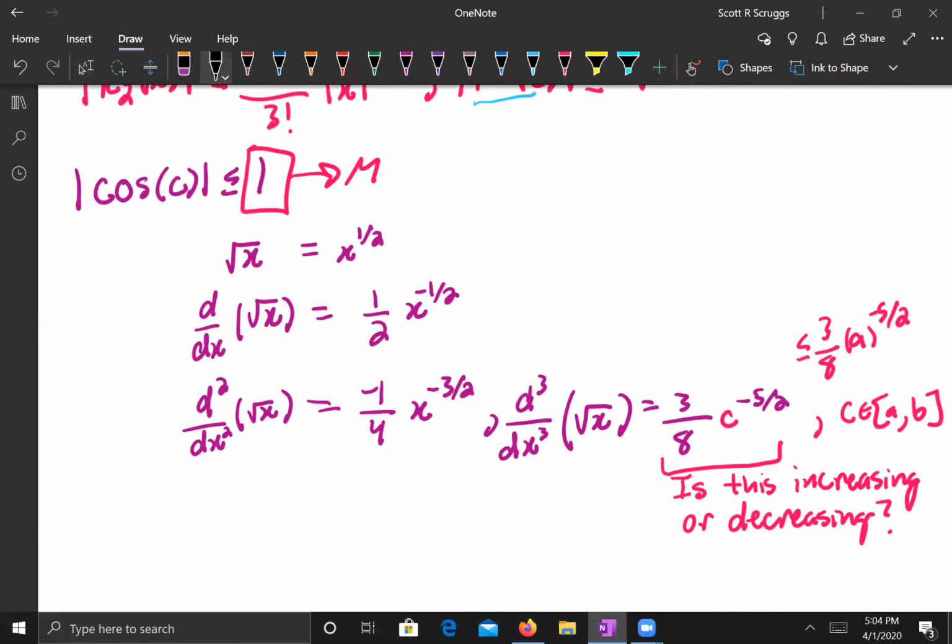But yeah, Anthony, the short answer to your question is that would be the best way to go about it: to figure out if the n+1 derivative is an increasing or decreasing function.